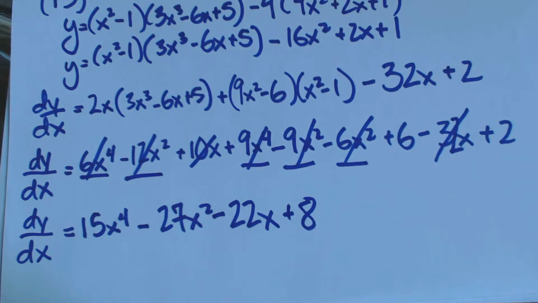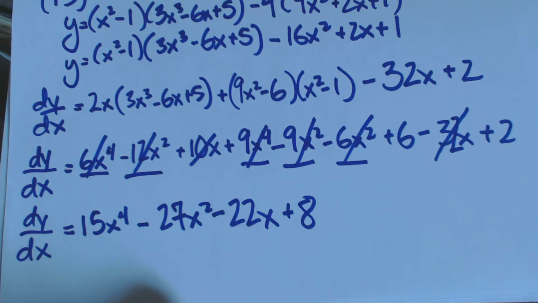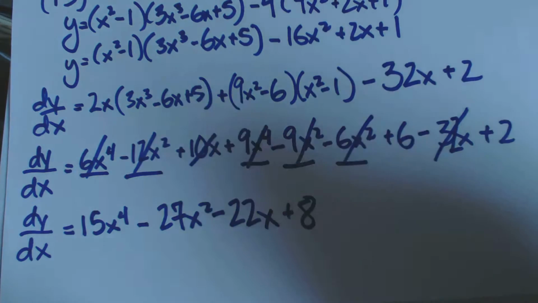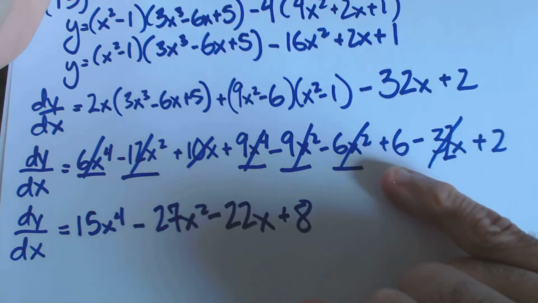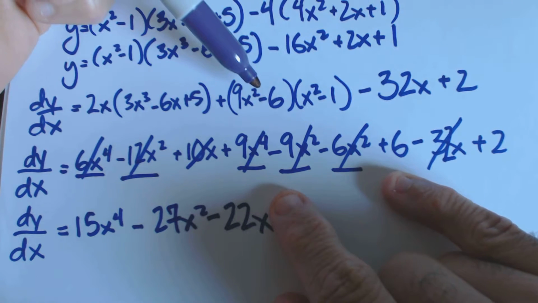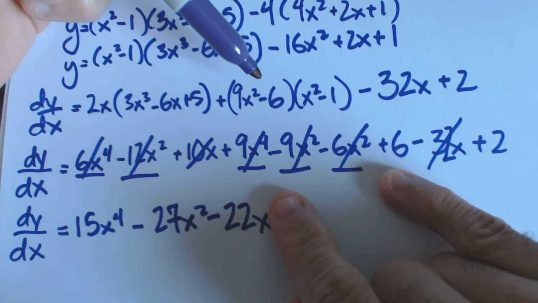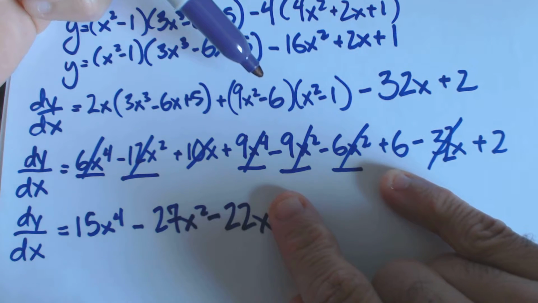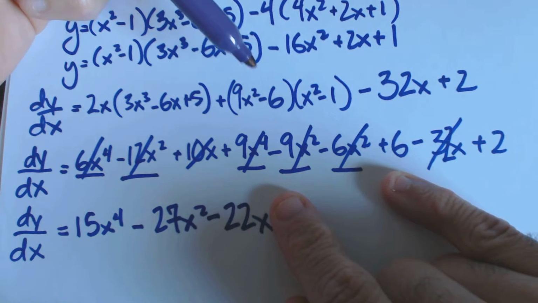And if I'm not mistaken, which I don't think I am, 15x to the fourth minus 27x squared minus 22x. I did do something wrong here. I think, where did I get this 6 from? So the 6 is, I'm supposed to have a negative 8 somewhere. Okay, so I see what happened.